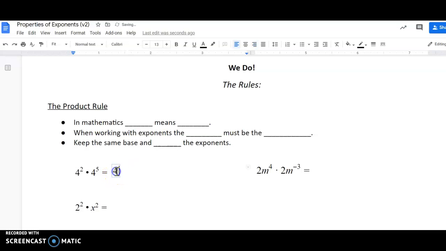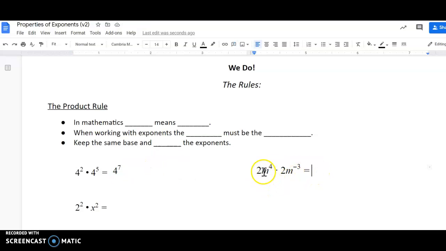Of course, it's not going to let me do it. There we go. And now you can add the 2 plus the 5. Those are the exponents, and 2 plus 5 is 7. So our answer is 4 to the 7th. And that's all you would do. Let's go to the next problem.